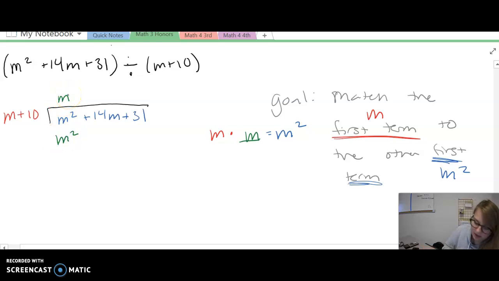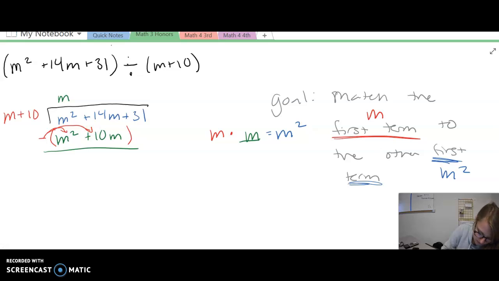And then we have to multiply the m to every other term. So m times 10. All right, so then from here, we need to remember that when we divide in long division, we have this distributed negative, so it's going to go to the m squared and to the 10m. So then we have m squared minus m squared, where that's going to cancel, and we have 0. And then we're going to have 14m minus 10m, and that's going to be a positive 4m, and then I'm going to bring down my 31.